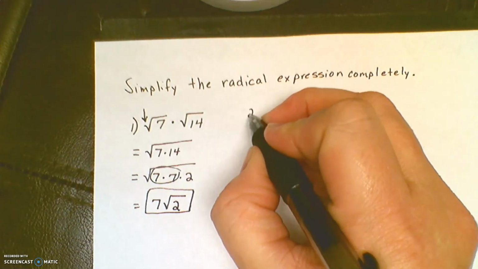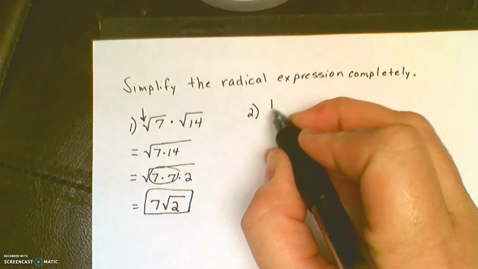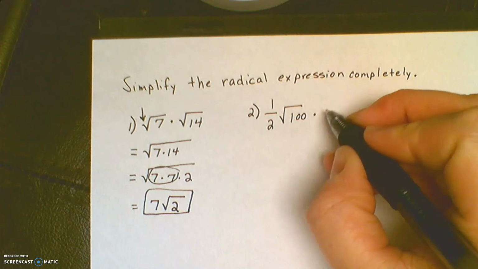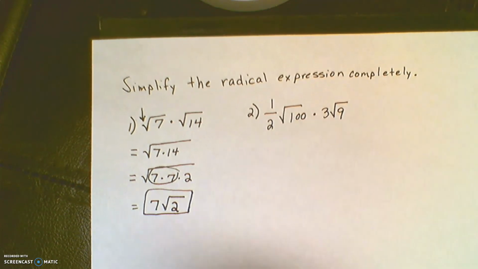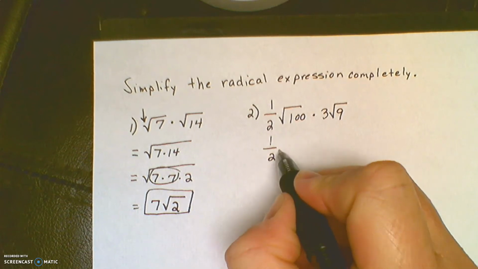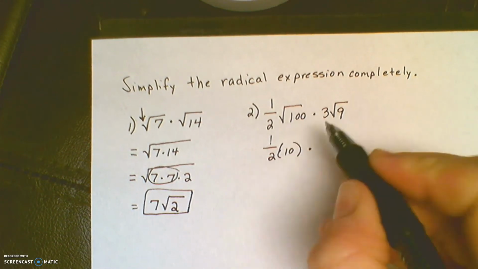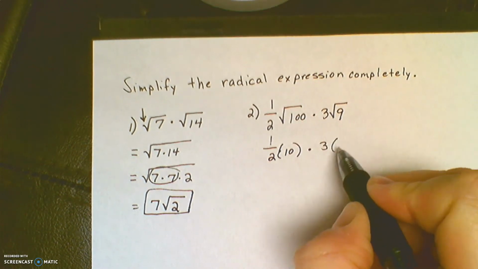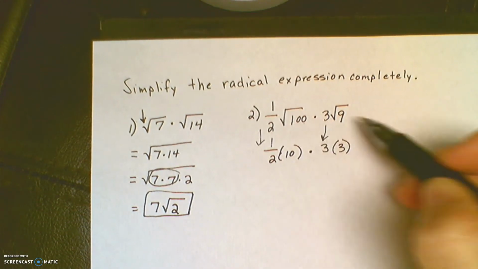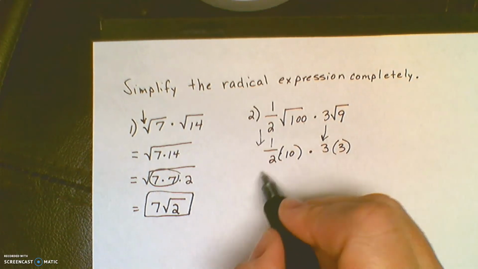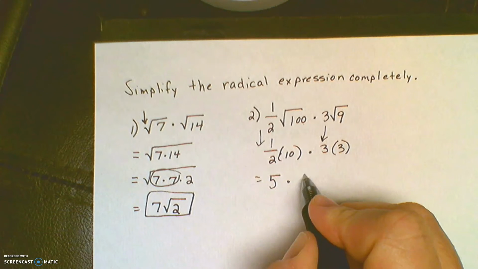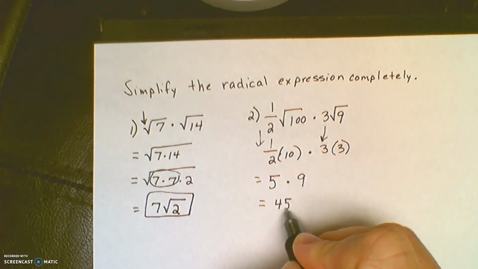Example 2. 1/2 times the square root of 100 times 3 square roots of 9. We have some perfect squares with this problem. The square root of 100 is 10. Square root of 9 is 3. So I brought down the 1/2. Square root of 100 is 10. Brought the 3 down. Square root of 9 is 3. Simplifying, 1/2 times 10, 1/2 of 10 is 5. 3 times 3 is 9. 5 times 9 is 45.